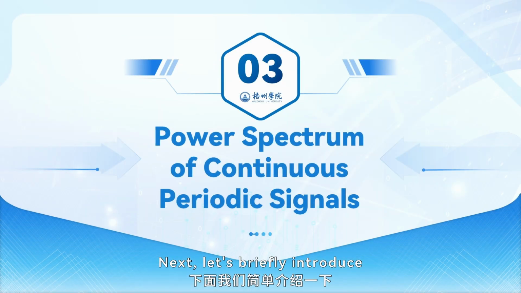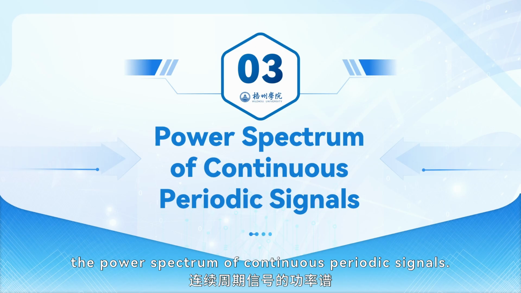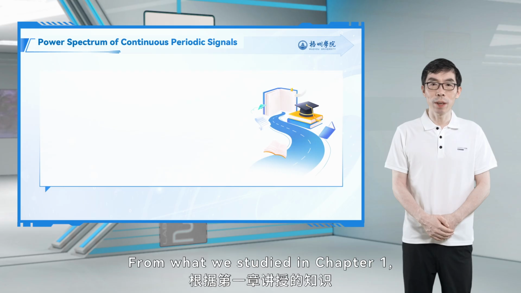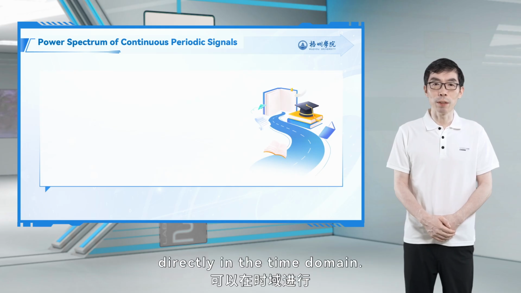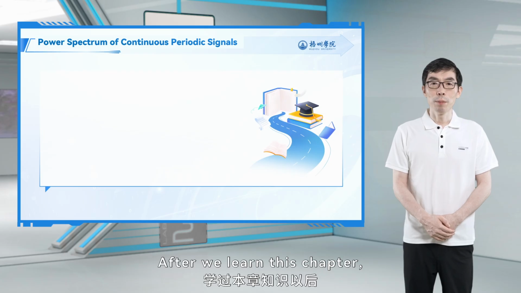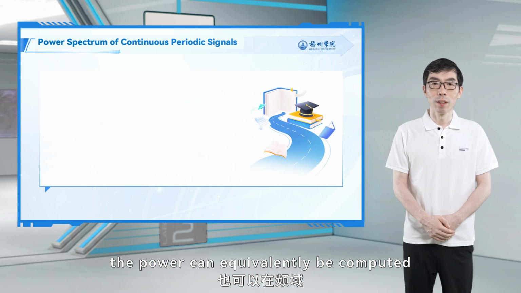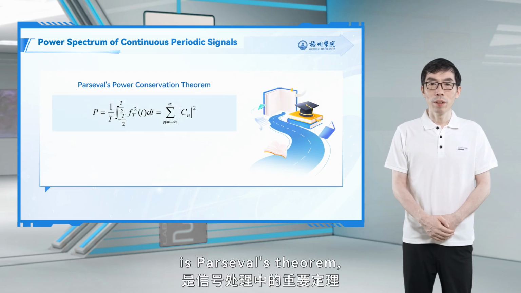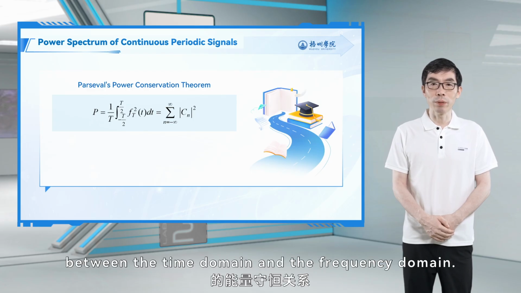Next, let's briefly introduce the third topic of today's lecture, the power spectrum of continuous periodic signals. From what we studied in Chapter 1, we know that periodic signals belong to the category of power signals. Their power can be calculated directly in the time domain. After we learn this chapter, based on the principle of energy conservation, the power can equivalently be computed in the frequency domain. An important theorem in signal processing is Parseval's theorem, which establishes the conservation of energy between the time domain and the frequency domain.